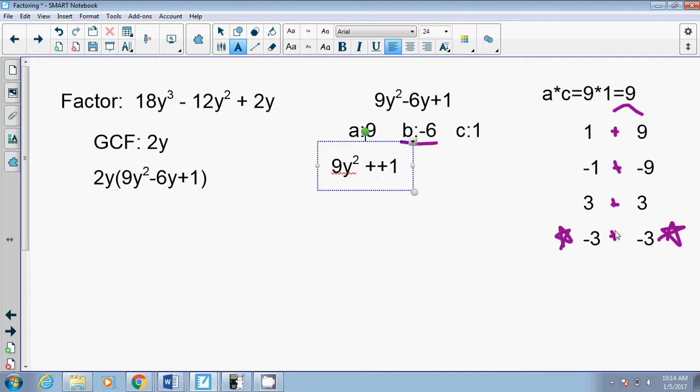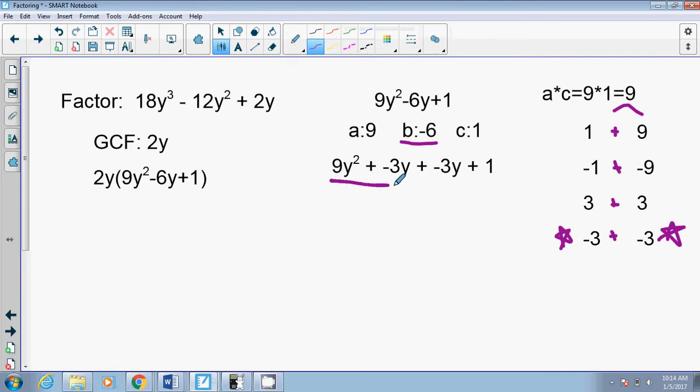But that middle term will now become a plus a -3y plus a -3y. And I just rewrote my middle term, -3 and -3. Now there's 4 terms. 4 terms you always factor by grouping. So group the first 2, group the last 2, and find the greatest common factor.